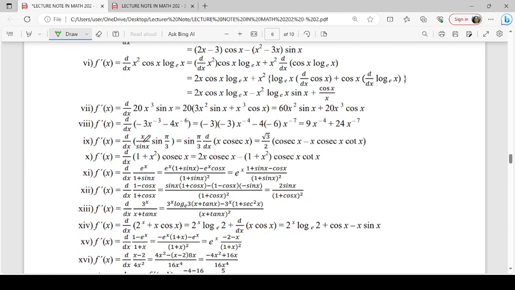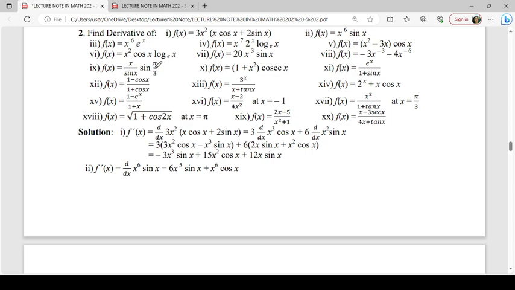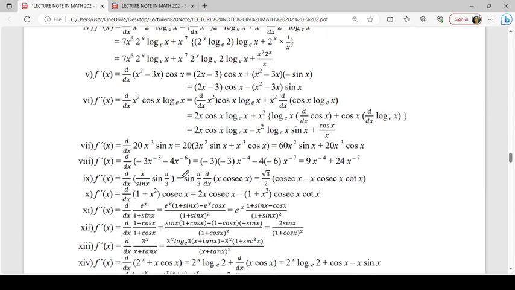Now d/dx of x by sin x, with sin pi by 3, number 9. Sin pi by 3 is just a constant, so x by sin x we write as x cosec x, and sin pi by 3 is root 3 by 2, the value we are writing. Then it is a product formula. So first d/dx of x is 1 into cosec x minus x into d/dx of cosec x, which is minus cosec x cot x.